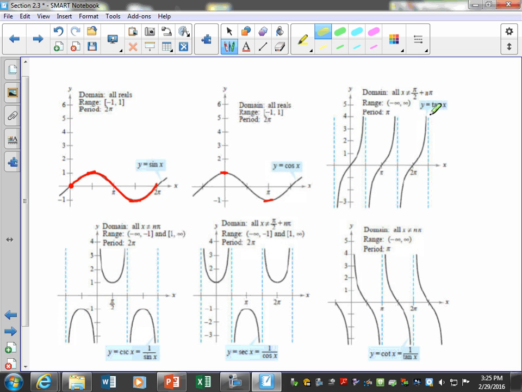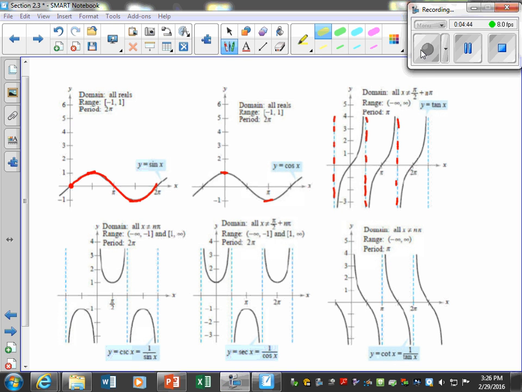Okay, we get over here to our tangent, and the domain is all the x values except for the places where it's undefined. So it's negative infinity to positive infinity except for these places where it's undefined, which are the odd multiples of pi halves. So that's here, pi halves, 3 pi halves, and so on and so forth.